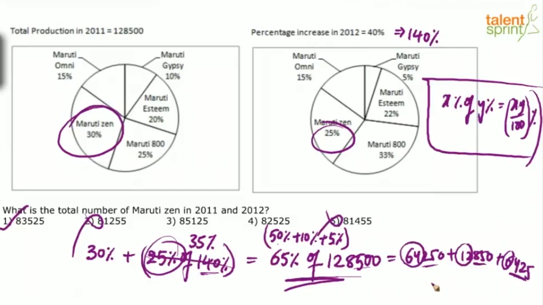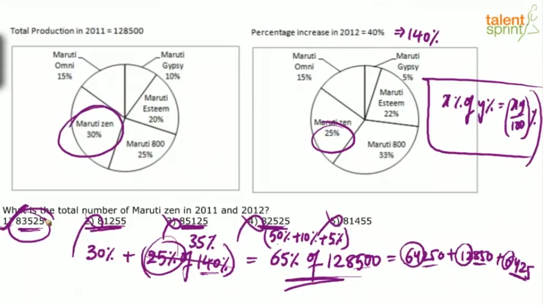So 82,000 plus 1525. You can say the exact answer is 83,525, or you know that it will be definitely more than 82,525 also. Cancelled, and it cannot be 85,125. So even if you go by elimination without doing the complete calculation, you will be able to find out that the answer is option 1. Alright.